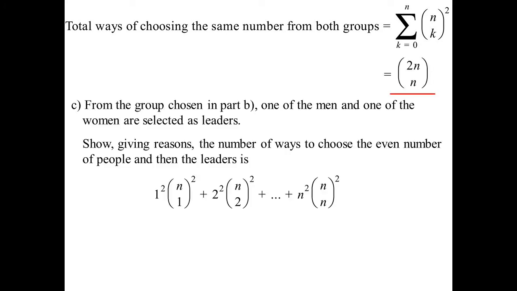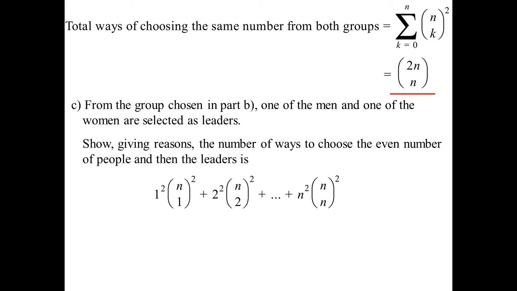So for the total ways of choosing the same number from both groups, I'd have to give all the possibilities for k. So k equals 0, if that is a group, but k equals 0, 1, 2, all the way up to n. In sum notation, the sum of nCk squared from 0 to n, and that is what we just said in the first part of the question is 2nCn. So the next part of the question said, from the group chosen in part B, one of the men and one of the women are selected as leaders.